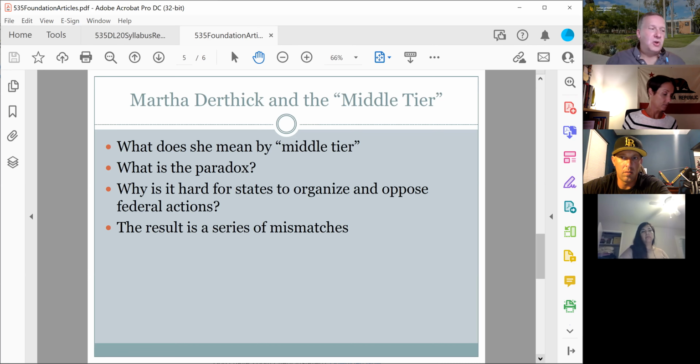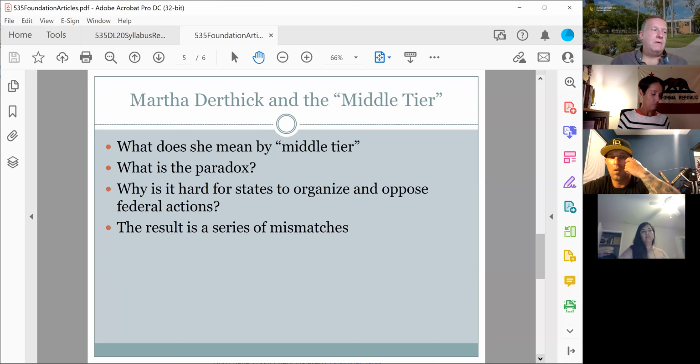But Martha Derthick, in her article The Paradox of the Middle Tier, sounds a lot of the same themes that we have seen in earlier articles that we have read for this evening. Things such as the primacy of state governments and why state governments may have a preferential place in American federalism, but why are they not exercising that preferential place?